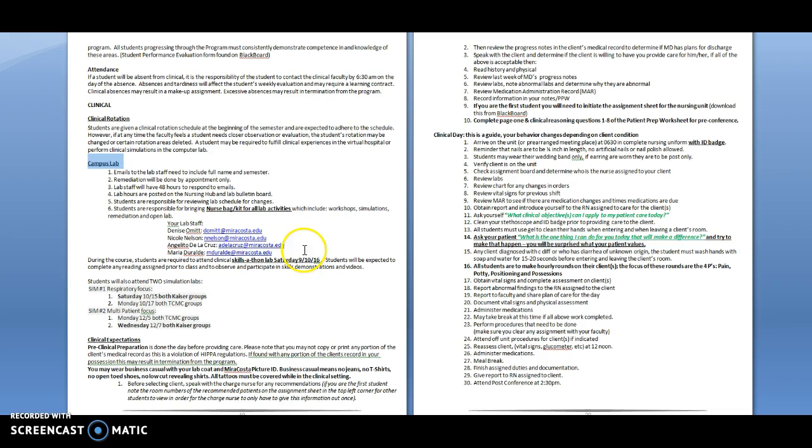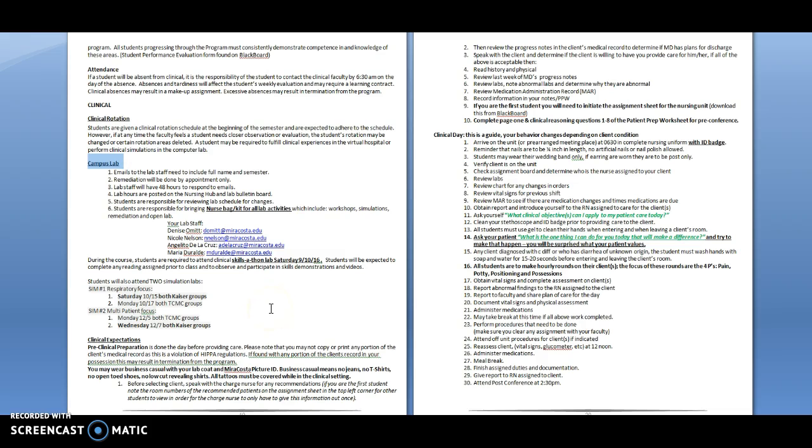your campus lab staff are Denise, Nicole, Angelino, and Maria. And if you are instructed to go to campus lab to do remediation, you need to make an appointment with them. We also have Skills-a-thon, which is Saturday, the 10th of September. Everyone must attend. You'll either be coming in the morning or the afternoon. There is something about that online.